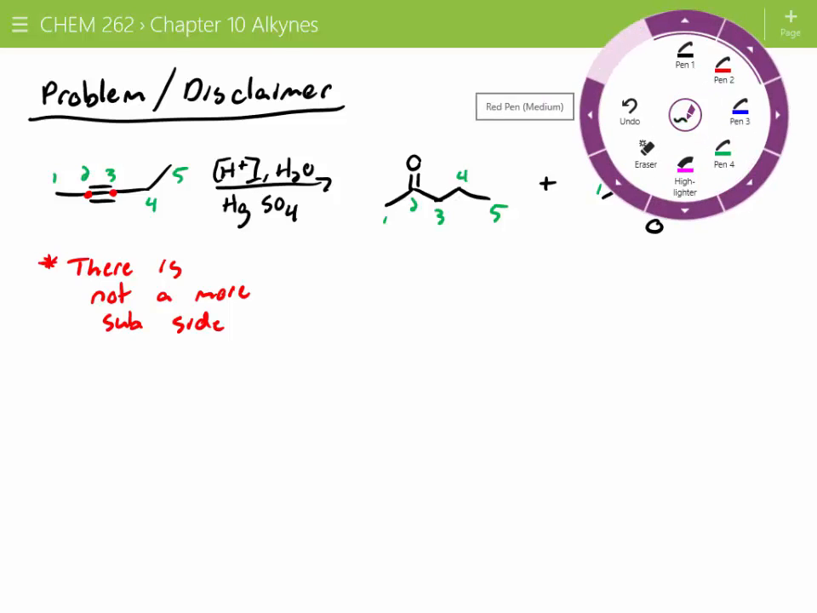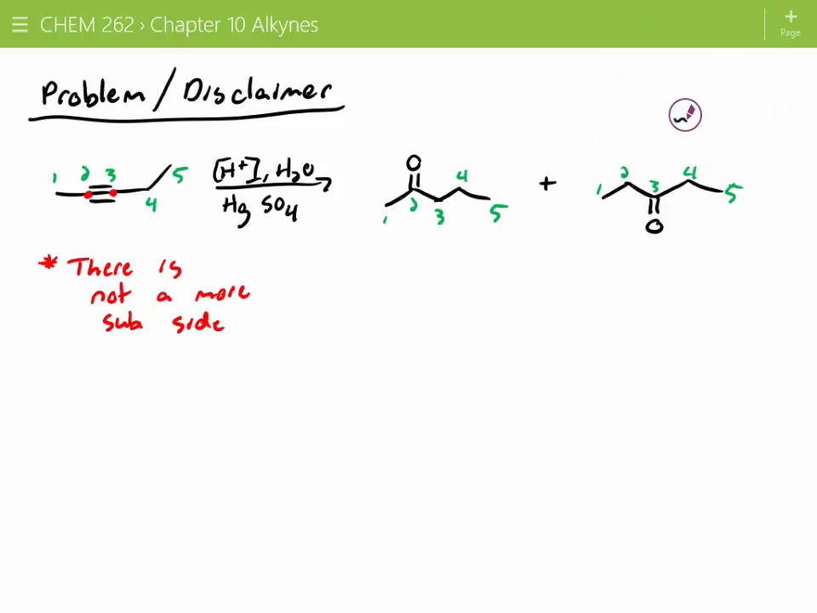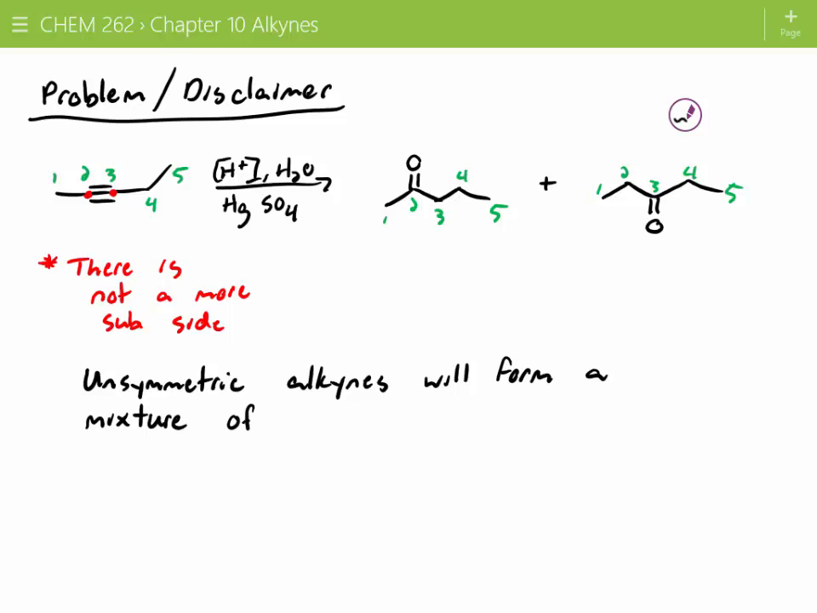So you need to watch out for internal alkenes or unsymmetric alkenes. Or sorry, alkynes. They will form a mixture of products. There's really not a good way to prefer one of those carbon positions over the other. So anytime you see an unsymmetric alkyne, you have to watch out for that. The book will occasionally throw these at you to see if you remember.